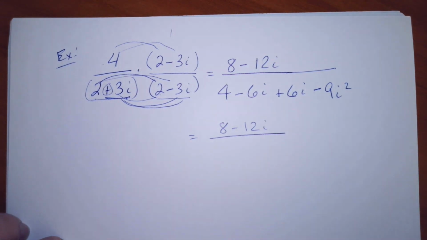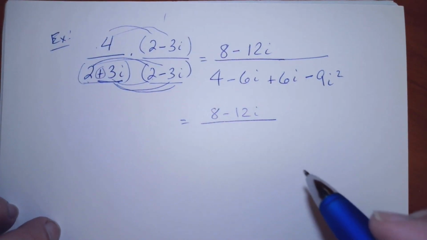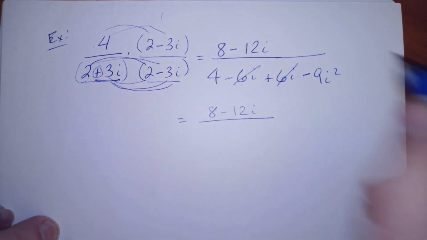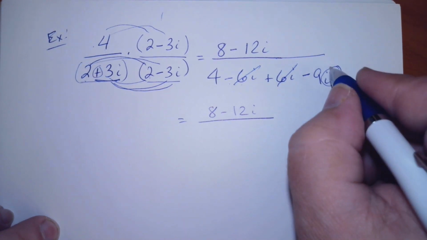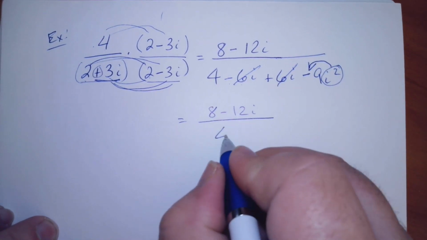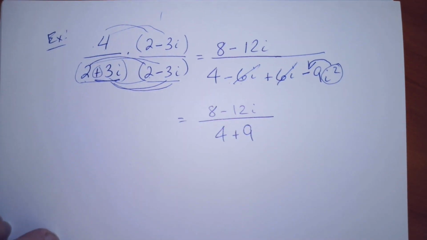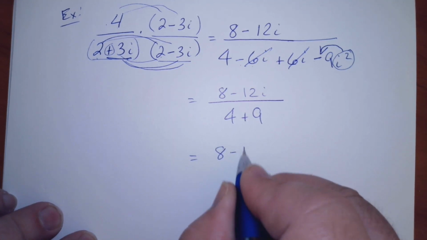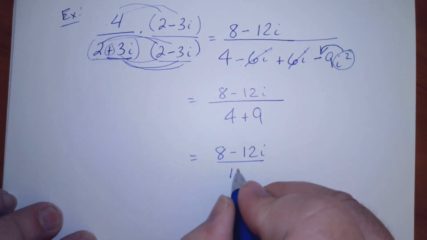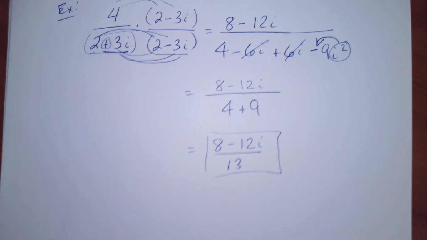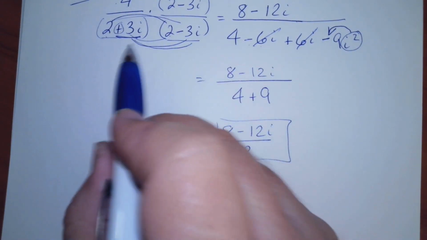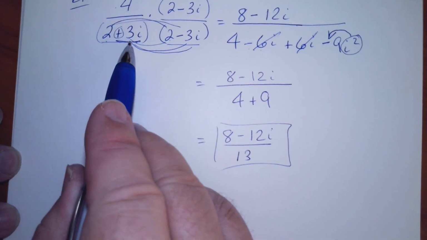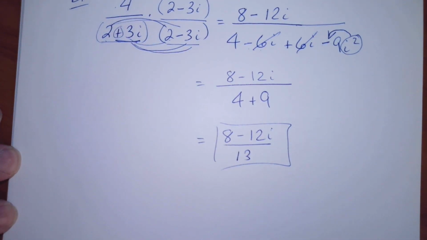The top is 8 minus 12i. Fix the bottom. Negative 6i plus 6i, those cancel. The i squared is a negative 1, which changes the sign of its coefficient, so it becomes a plus 9. So our answer, 8 minus 12i over 13. And there we have it. You notice that's the reason when we multiply by the conjugate, it gets rid of all the i's. Because this i is positive, this i is negative, they'll wash themselves out.